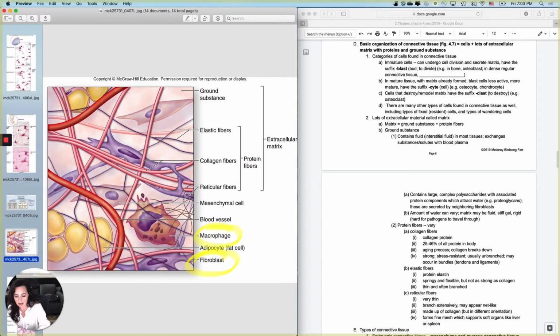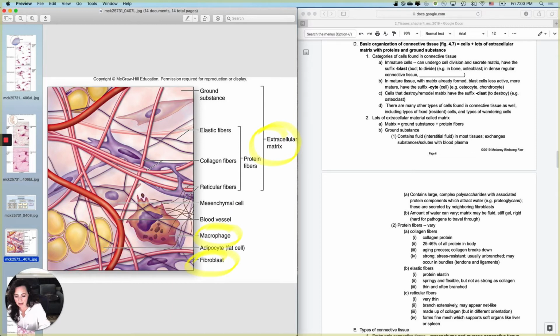Okay, so now let's talk about the matrix, or the extracellular matrix that you're seeing right here. So what is extracellular matrix? It is really anything that is in there that is not cells. So it's extracellular, and the extracellular matrix is composed of fibers. So let me show you some of the fibers here. I'll kind of draw with them.